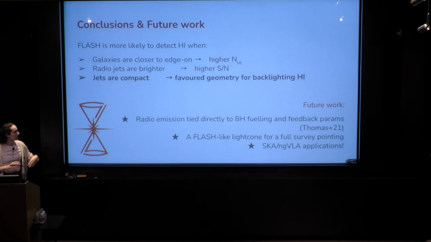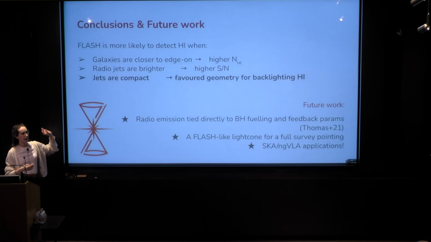But this Thomas work did some nice things with SIMBA, basically used the Eddington fraction and the black hole accretion rate and used those to predict a reasonable radio luminosity for each of the individual galaxies. So our idea is that our next step would be to use those same parameters and, for each of our 16 galaxies, give it a physically reasonable radio luminosity, and we could still vary the jet size but fix the luminosity and then see how that affects things.